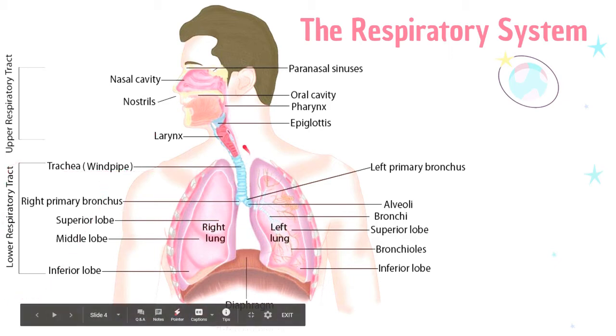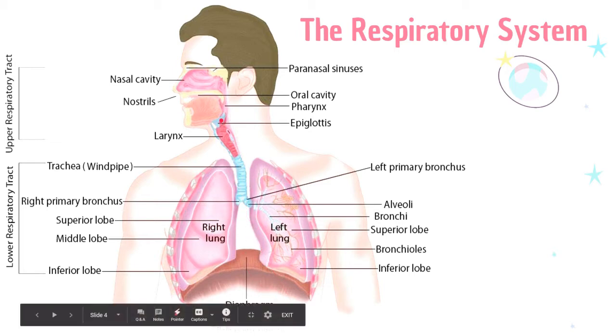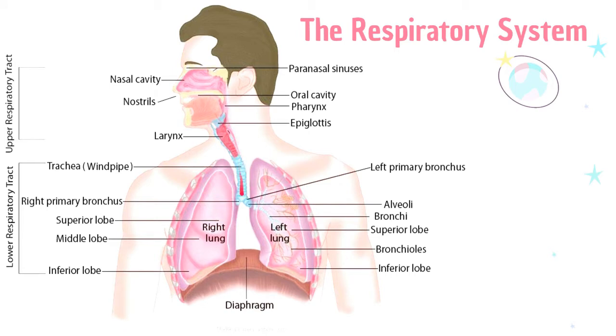trachea or your windpipe. Okay, so side by side here you have your esophagus that goes to your stomach. That's why you need to have an epiglottis here to close the trachea whenever you swallow so that food will not enter the trachea. So your trachea will divide into left and right primary bronchus, singular bronchus, bronchi, plural.